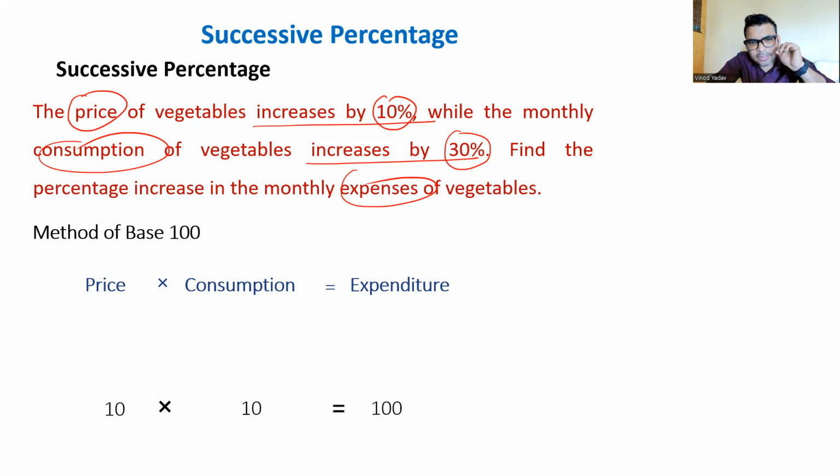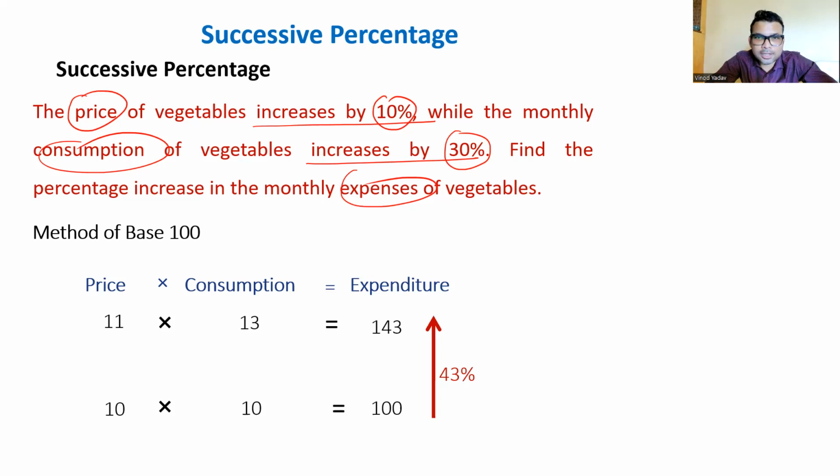Let's develop. Price increased by 10%. So 10% of 10 is 1, right? So new price became 11. Consumption increased by 30%. So new consumption is 13, isn't it? 3 more. 30% of 10 is 3. So new consumption is 13. So now new expenditure is what? 11 into 13, 143. So you can see the change now. 43% over and above.